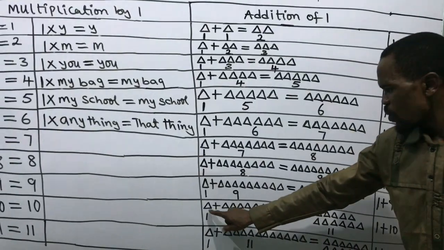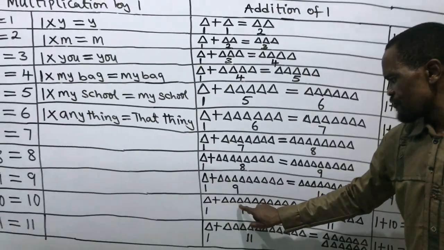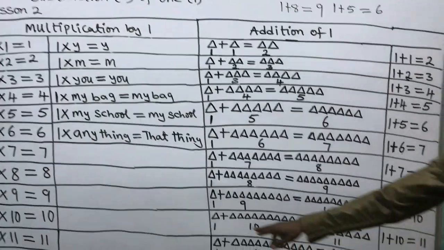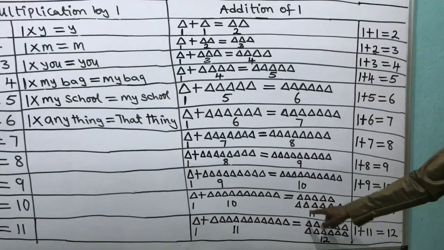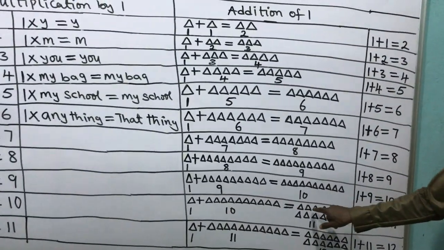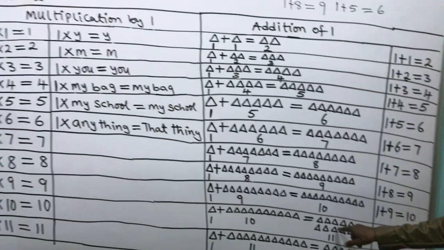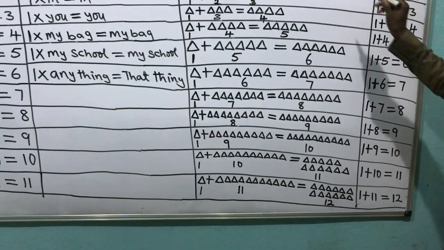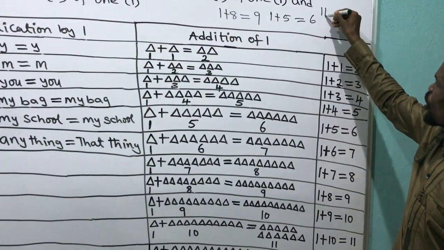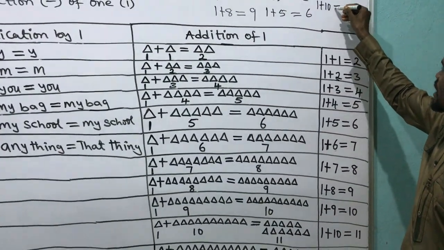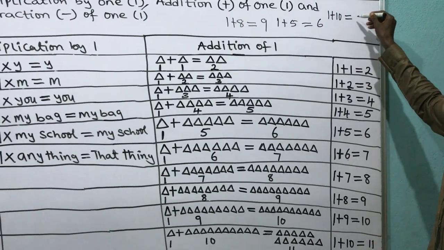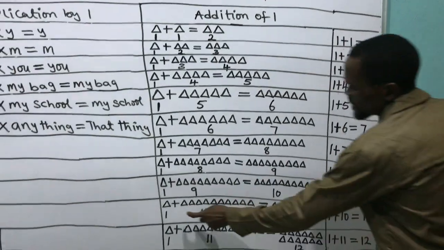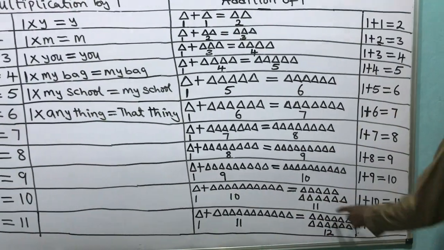Can we see it? 1 triangle, 2, 3, 4, 5, 6, 7, 8, 9, 10, 11. That means 1 triangle plus 10 triangles will give me 11. Can we count here? 1, 2, 3, 4, 5, 6, 7, 8, 9, 10, 11. 11 triangles. And that shows me that what? 1 plus what? 10 will give me the answer. That will give me what? 11 triangles. That's it. 1 triangle plus what? 10 will give me 11 triangles.